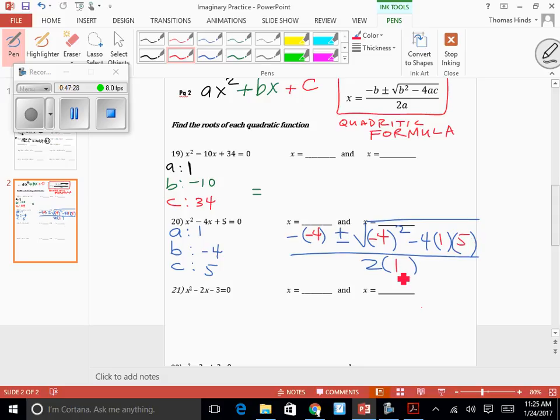Positive 4, plus or minus. All right, positive 4, plus or minus the square root of 16 minus 20, all over 2. Positive 4 plus or minus a negative 4.